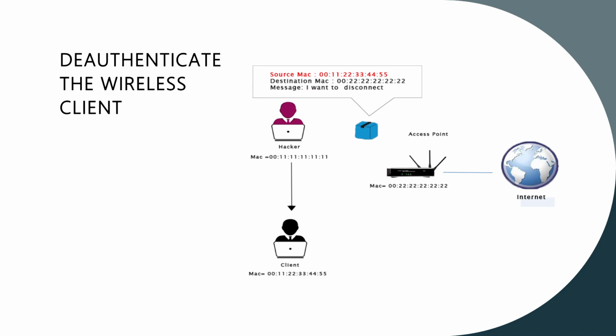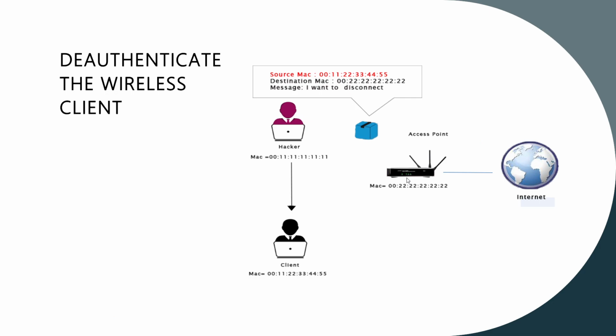As you can observe here, there is a source MAC, a destination MAC, and also the message. So with source MAC and destination MAC, we have a message in order to connect or disconnect, and we have things like hacker, client, and internet. So the hacker is going to connect to the client, and all these things are connected to the internet. Every device has a MAC address, source MAC and also destination MAC.